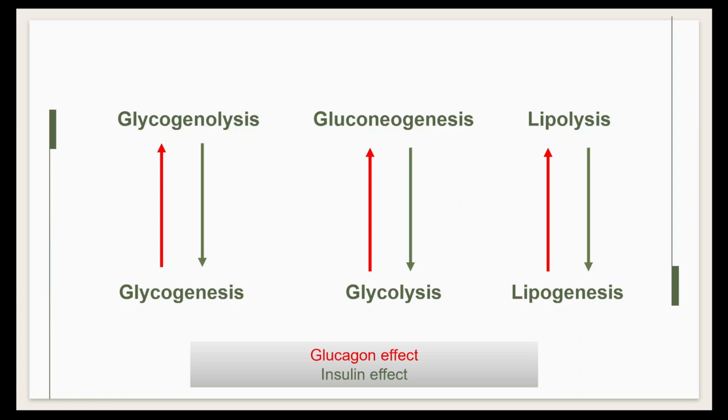What we need to know from this is that for each of the processes, we have a rate limiting enzyme that controls this process. And this enzyme can be either phosphorylated or dephosphorylated by insulin and glucagon. And this phosphorylation or dephosphorylation will result in either activation or inactivation of that specific enzyme. Now, how can we know if the phosphorylation or the dephosphorylation of that enzyme will result in its activation or inactivation?